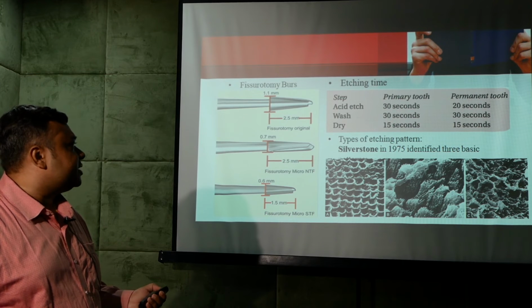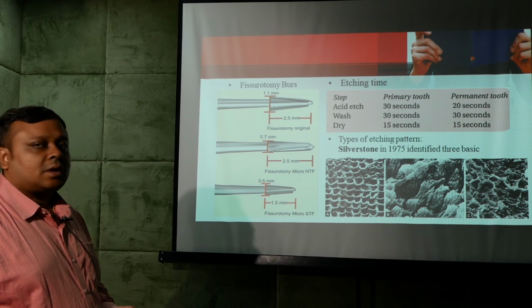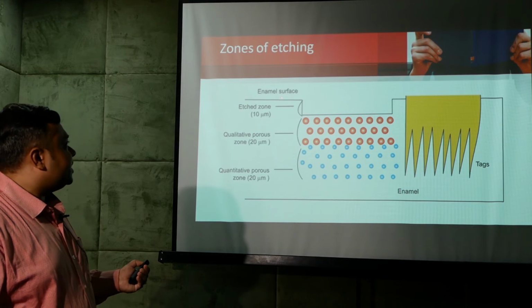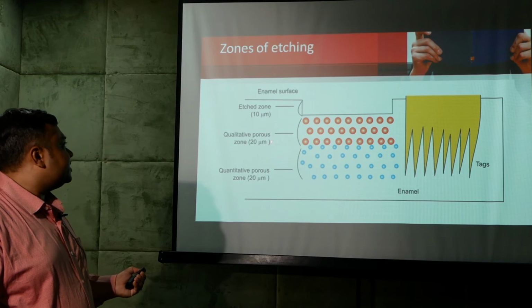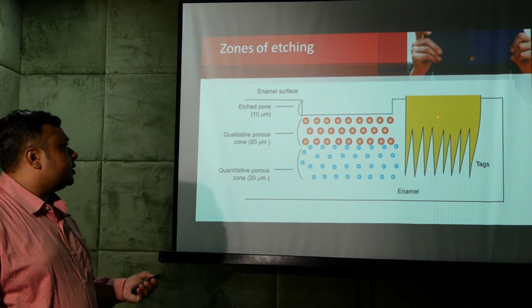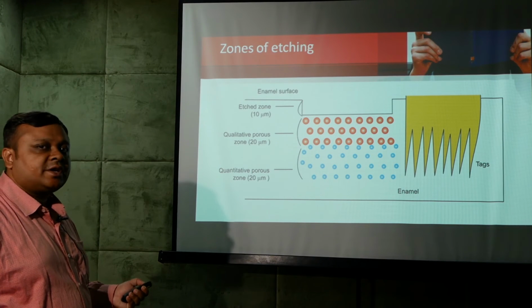Silverstone gave a concept in 1975 that these are the three kinds of zones which are seen after the acid etching. There is the enamel surface, next is the edge zone, then there is a qualitative porous zone, and next is the quantitative porous zone. The yellow part shows that in the porous zone the resin tags form, which provide the retention to the sealant.